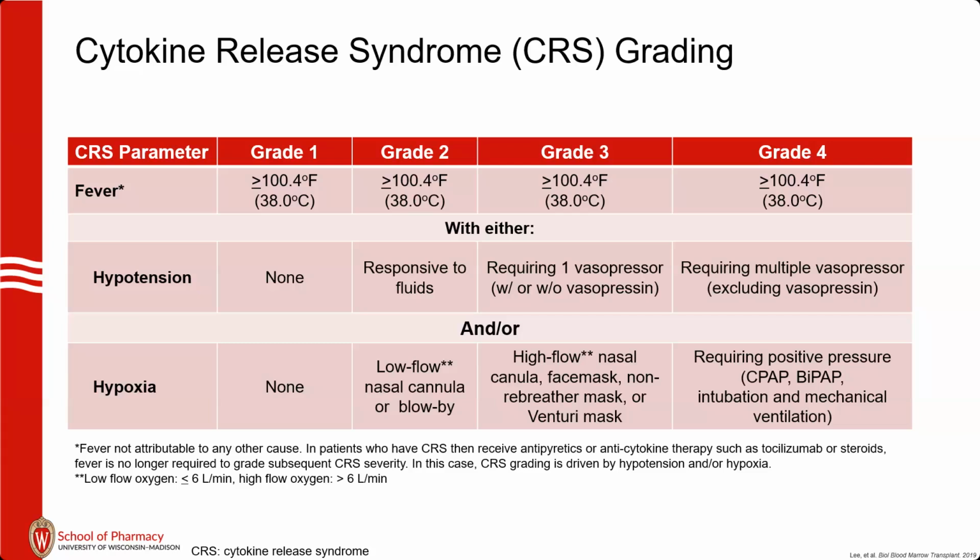Grade 2 is where we're seeing someone who responds to fluids or has a low flow nasal cannula. Grade 3 is someone who's requiring vasopressor or high flow oxygen. And then grade 4 is where you're in the ICU, on multiple vasopressors, as well as positive pressure ventilation.